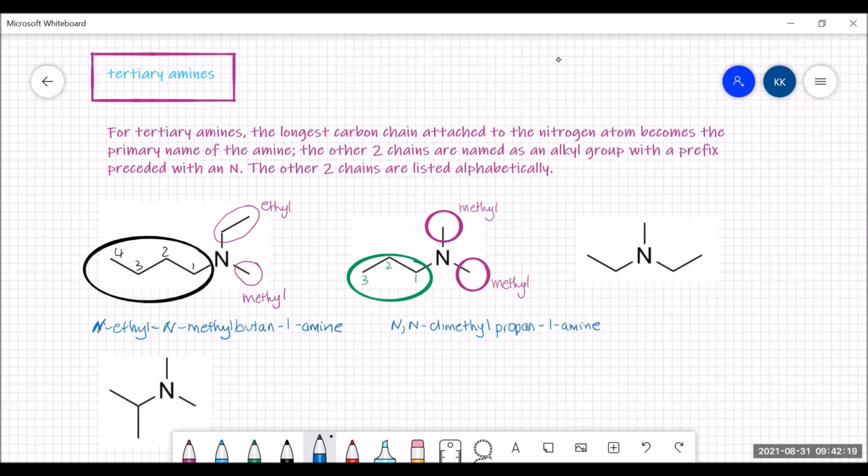Okay, what about the next one? Now this is a little bit tricky because we've got two equal contenders for the longest carbon chain. What are we going to do? Well, this is an ethanamine, and just one of those ethyls has to go into the prefix. So we're going to consider our attached methyl group, and one of the ethyls will become an attachment, and it's an ethanamine. So this is N-ethyl, N-methyl, ethanamine.